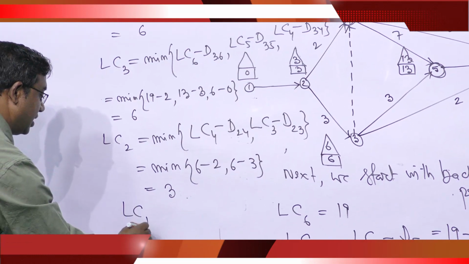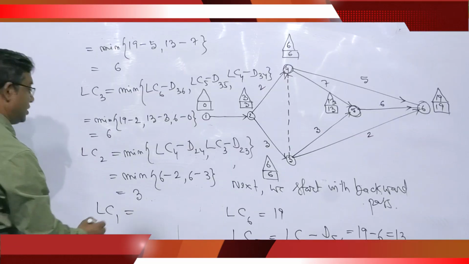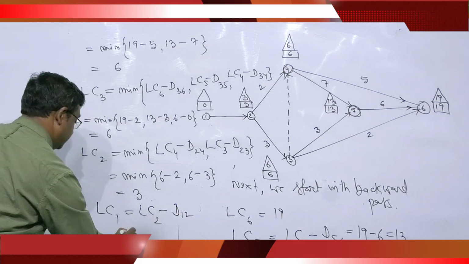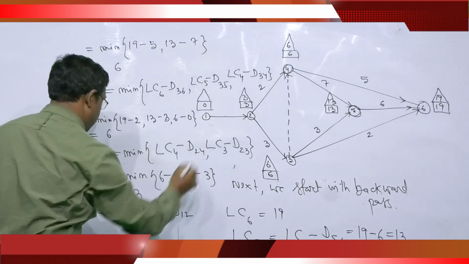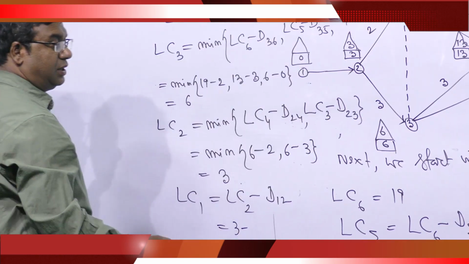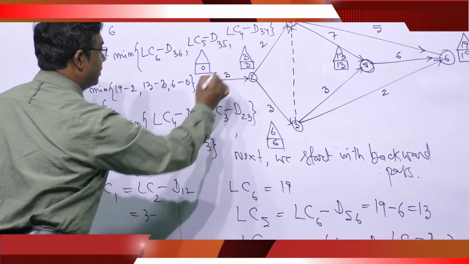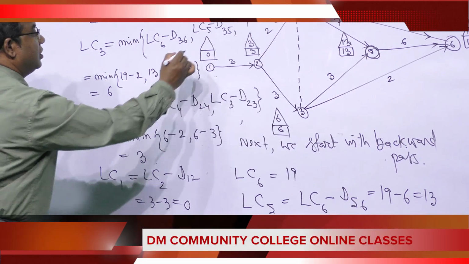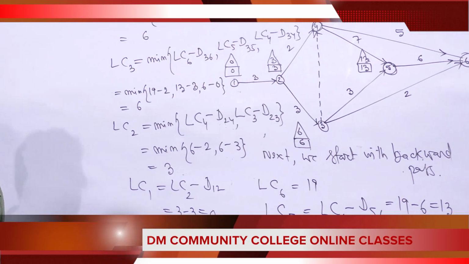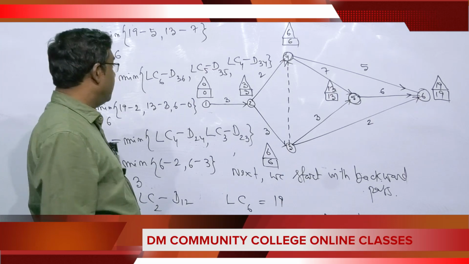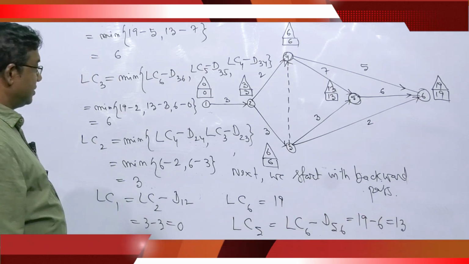Finally LC1. LC1 means LC2 minus D12. LC2 is 3, and the duration of D12 is 3. So this is 3, it becomes 0. We have to write 0. So this is the backward pass and the previous one is the forward pass.